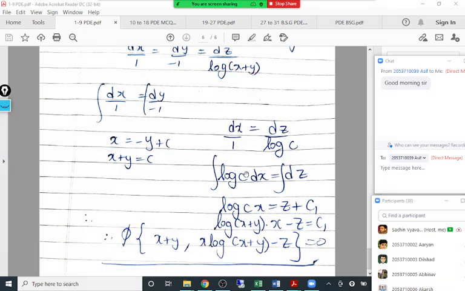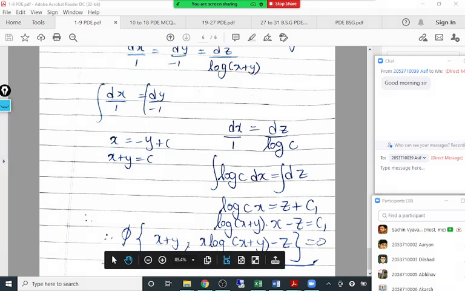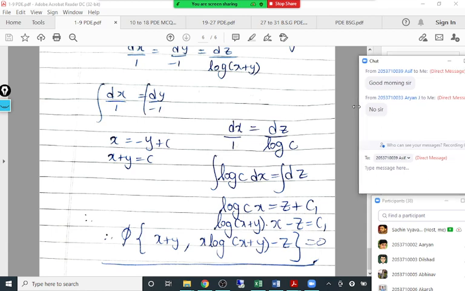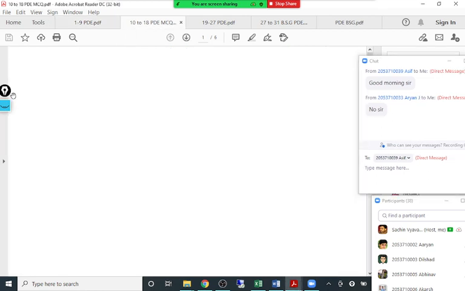Good, very good, Sahitya. So phi of x plus y and x log of x plus y minus z equal to 0. So that is about the first 9 questions. If anyone has a doubt in the first 9 questions, yes, you can ask. Is there any doubt in the first 9 questions? No doubt. Okay, Aryan, good. Okay, thank you. So come to the next then.